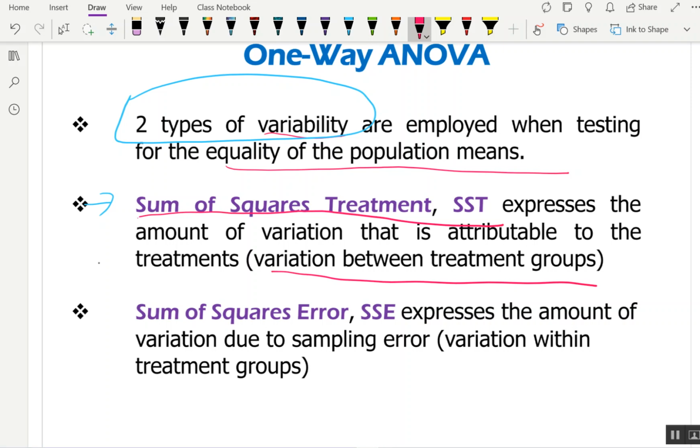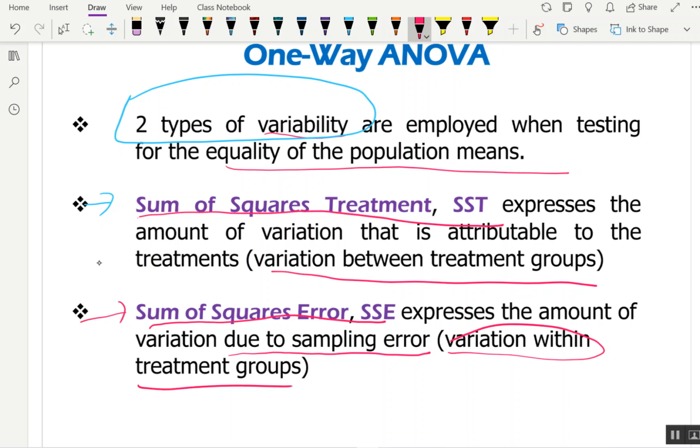Am I right? So we also measure the variation or differences between these groups. And the other one is the sum of squares error, SSE, which expresses the amount of variation due to sampling error. But this variation or differences occurs within treatment groups.